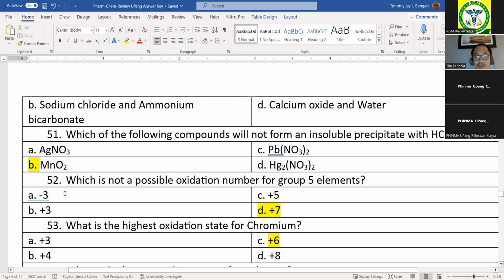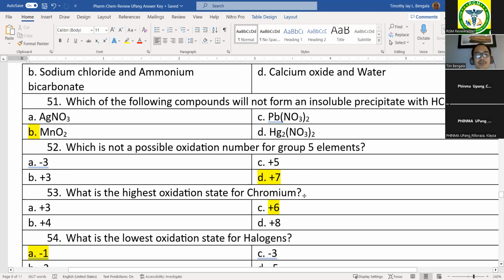Tatanggap siya ng 3 electrons. So, from 5 to 8, no? Kasi tumanggap siya ng 3 electrons. Pwedeng positive 3 kasi pwede siya magbigay ng 3 electrons. Pwede maging positive 5 kasi pwede siya magbigay ng 5 electrons. Hindi pwede maging positive 7 kasi 5 electrons lang yung kaya niyang ibigay. Okay, so 52 would be 7.